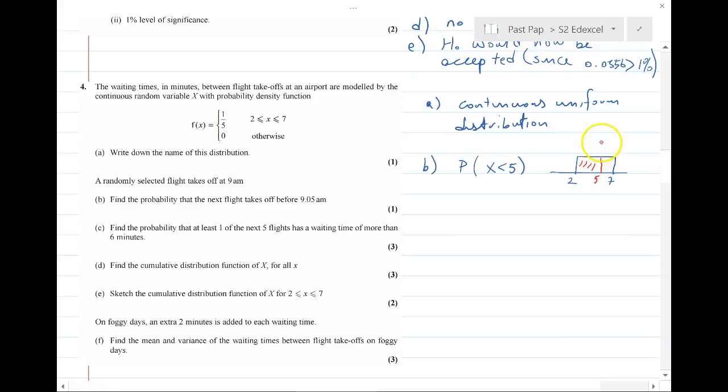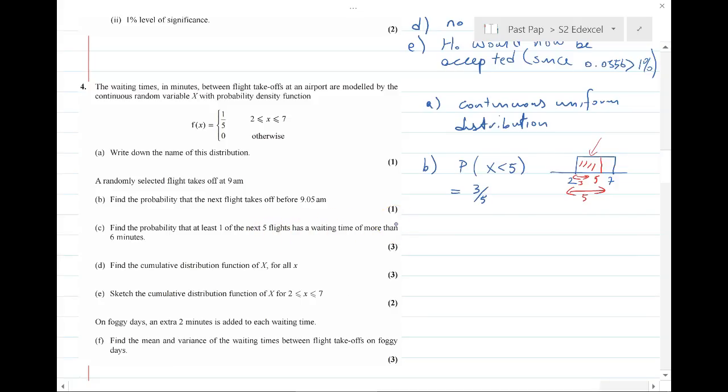Now looking at that, clearly this here is going to be 3/5 of the area, because the length from here to here is 5 and the length from here to here is 3. So we can see clearly that that's equal to 3/5. The area there is 3/5. Now it says find the probability that at least one of the next 5 flights has a waiting time of more than 6 minutes.